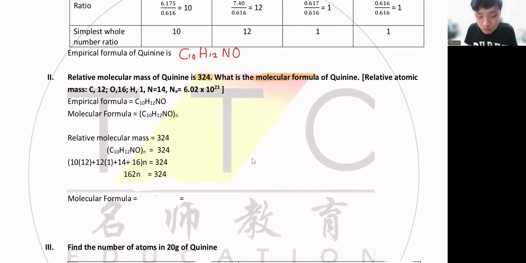So I believe you get n equals 2, right? Then the whole empirical formula, you just multiply by 2. Okay, so you get this amount, C20H24N2O2.